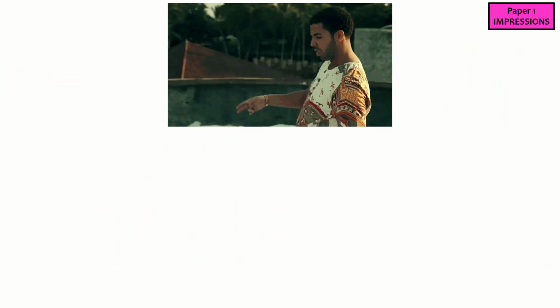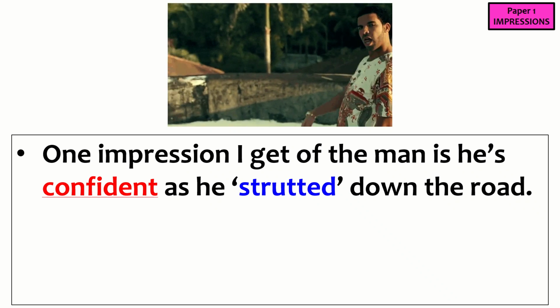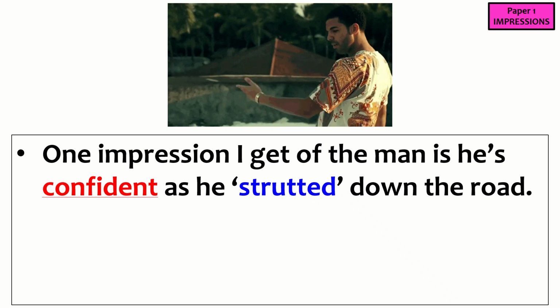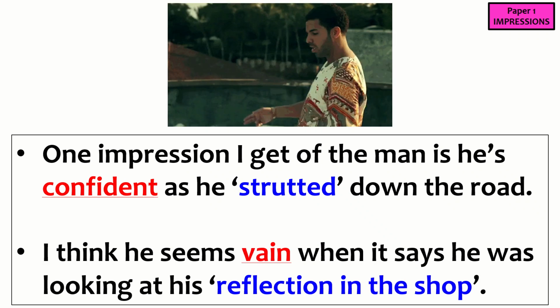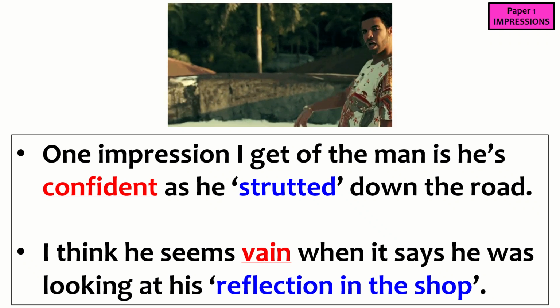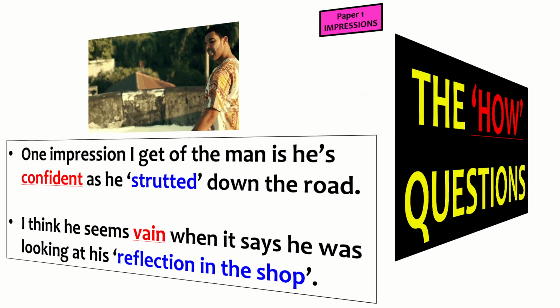Okay, an example answer would be, one impression I get of the man is he's confident, as Drake is walking here, walking in a confident way. That's what the word strutted means. And I think he seems vain when he says he was looking at his reflection in the shop window. If you saw a man walking down Bournemouth, looking at all the shop windows, looking at his hair, looking at his clothes, you might come to the impression that he's vain.